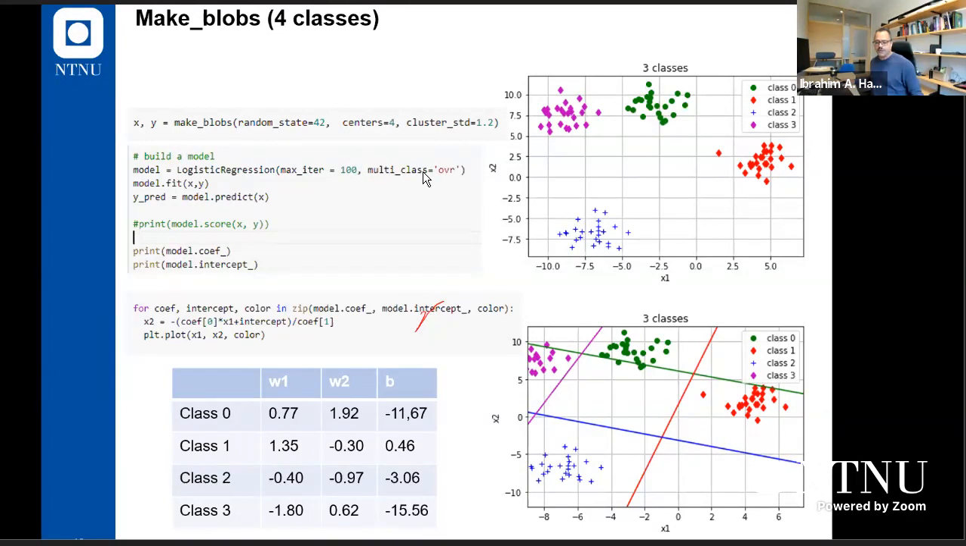So we need to use OVR here. You can do it without or with it. When you are doing it with this multi-class option, you will for sure get better results. So I just repeated it for one more example. In this example, I selected 4 clusters, and you can select the standard deviation. By the standard deviation, you can control how much overlap there is between classes. So you can make it really very challenging for your model. And we just used this strategy, which is one versus the rest.